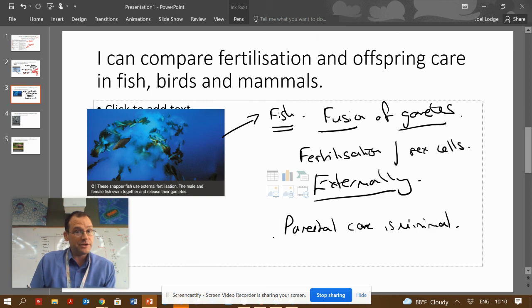Not in all species of fish. Some species of fish build nests, so there's always differences. But parental care is minimal, and fertilization is also outside of the body.